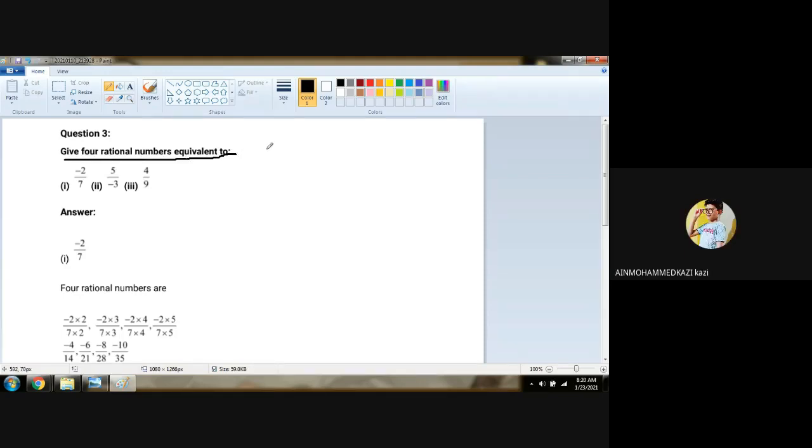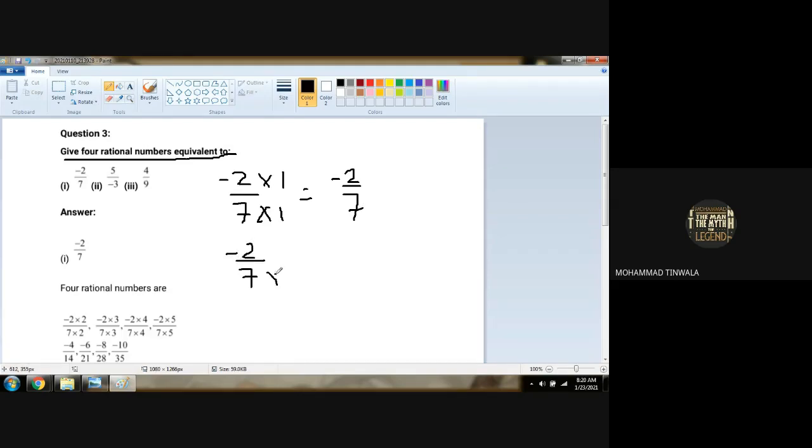Question number 3. Give 4 rational numbers equivalent to. This is very easy, beta. How do we know the first four equivalent rational numbers? So the first equivalent fraction is -2/7 only. Second equivalent fraction is what? Multiply by 2. So it will be -4/7.